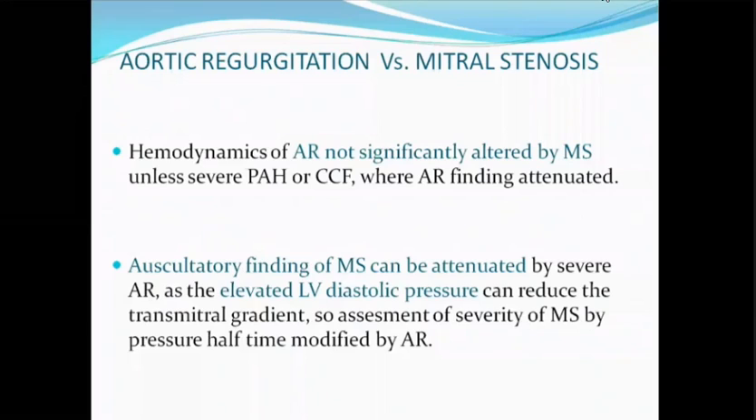The auscultatory findings of mitral stenosis can be attenuated by severe aortic regurgitation, as the elevated LV diastolic pressure can reduce the transmitral gradient. So the assessment of severity of mitral stenosis by pressure half time is modified by aortic regurgitation in echocardiography.